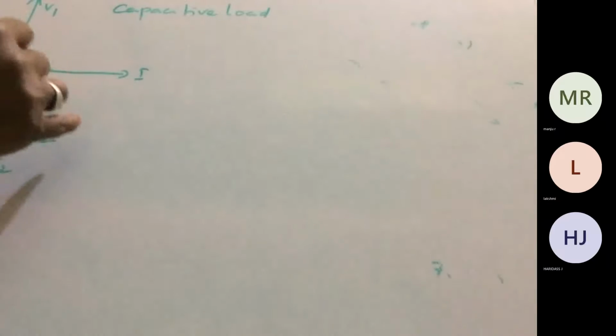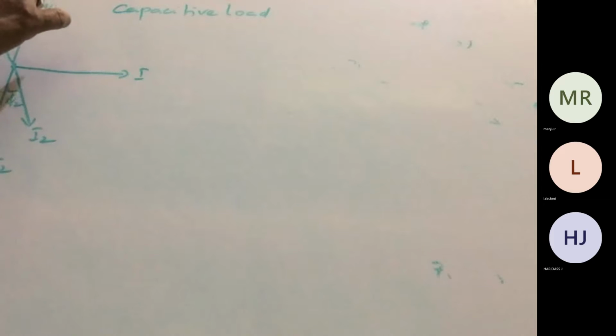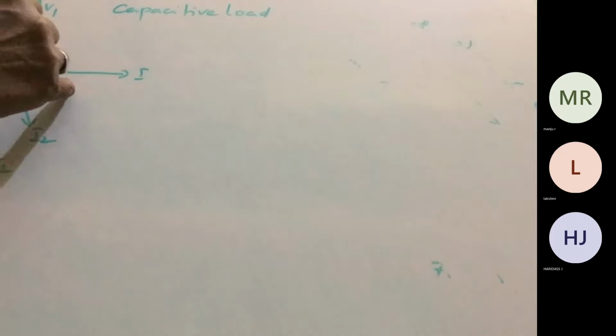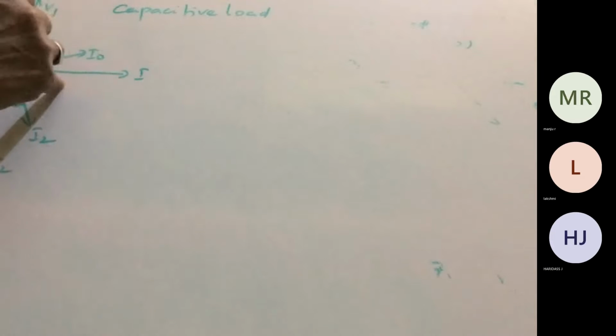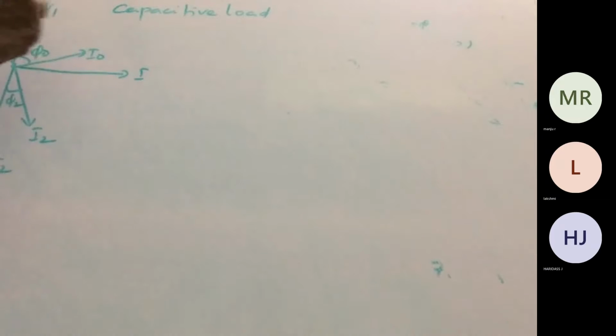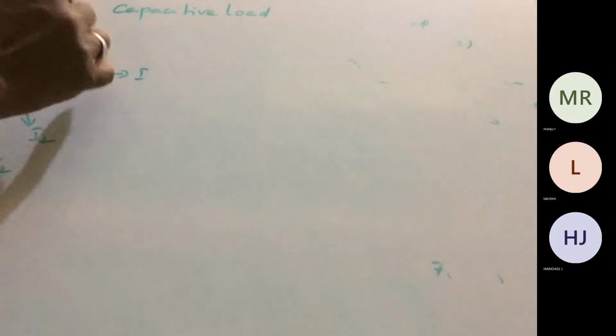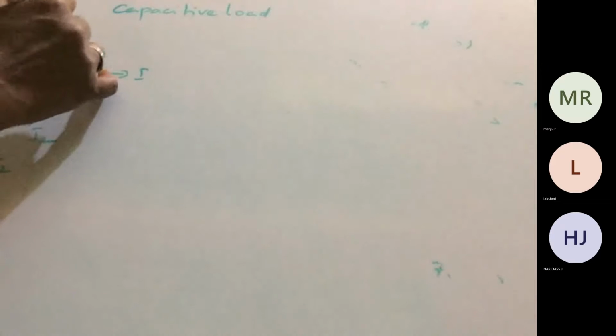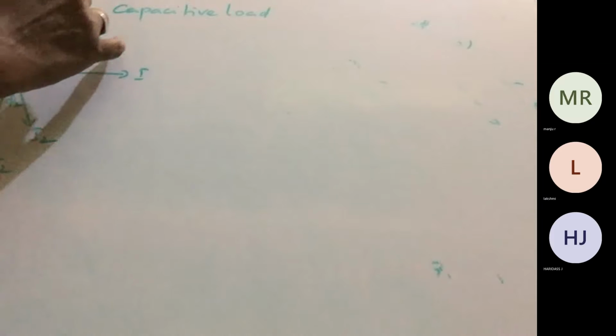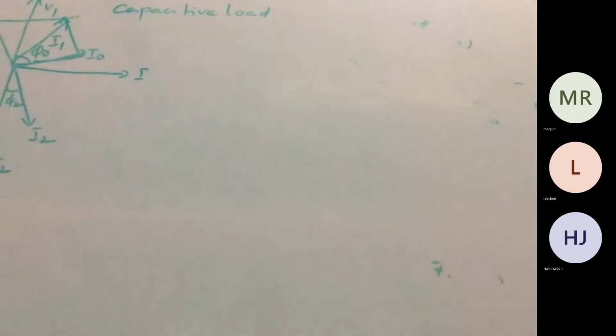Here you have to project I2 on the primary side: I2 dash equals K into I2. Now I0 lags V1 by an angle phi naught. Now you have to draw the parallelogram from 0 to I0, and from I2 dash to I0, taking the proper magnitudes. The resultant will be I1. So this will be the capacitive load.